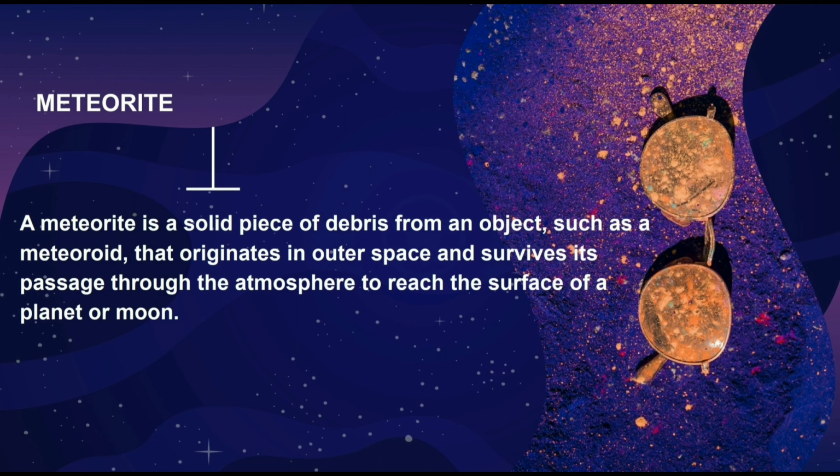So it's no longer D but an E now. A meteorite is a solid piece of debris from an object such as a meteoroid that originates in outer space and survives its passage through the atmosphere to reach the surface of a planet or a moon. So a meteorite is when it reaches the Earth's surface. So we had 1 when it was in outer space, 2 when it was passing through the Earth's atmosphere, and 3 when it actually meets Earth, meets the ground of a planet or of the moon.